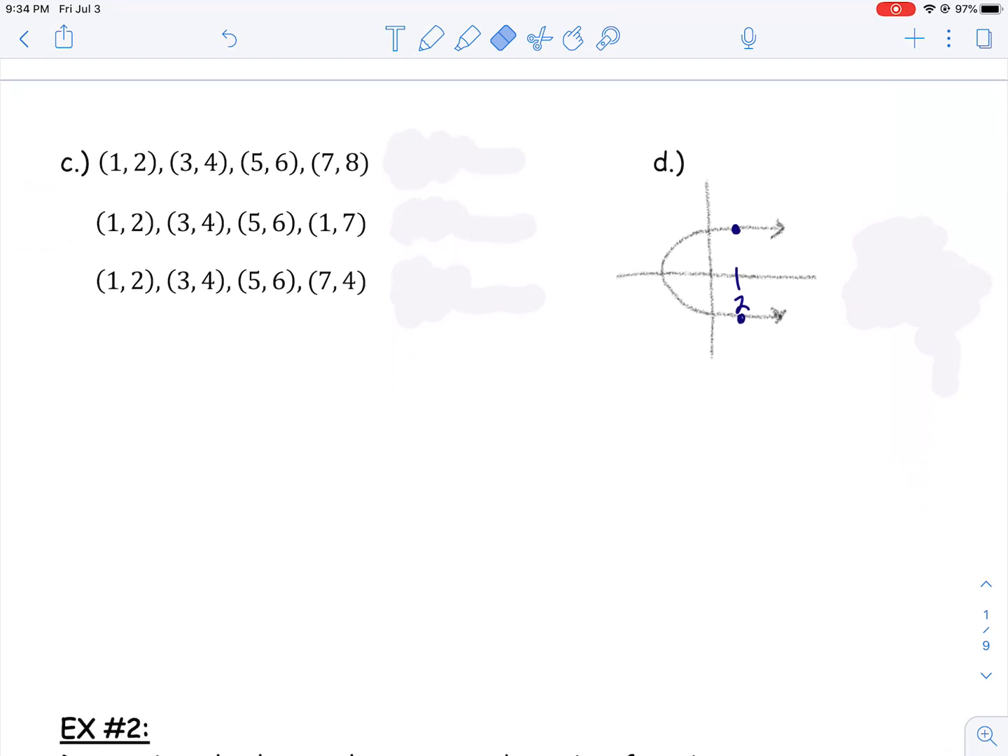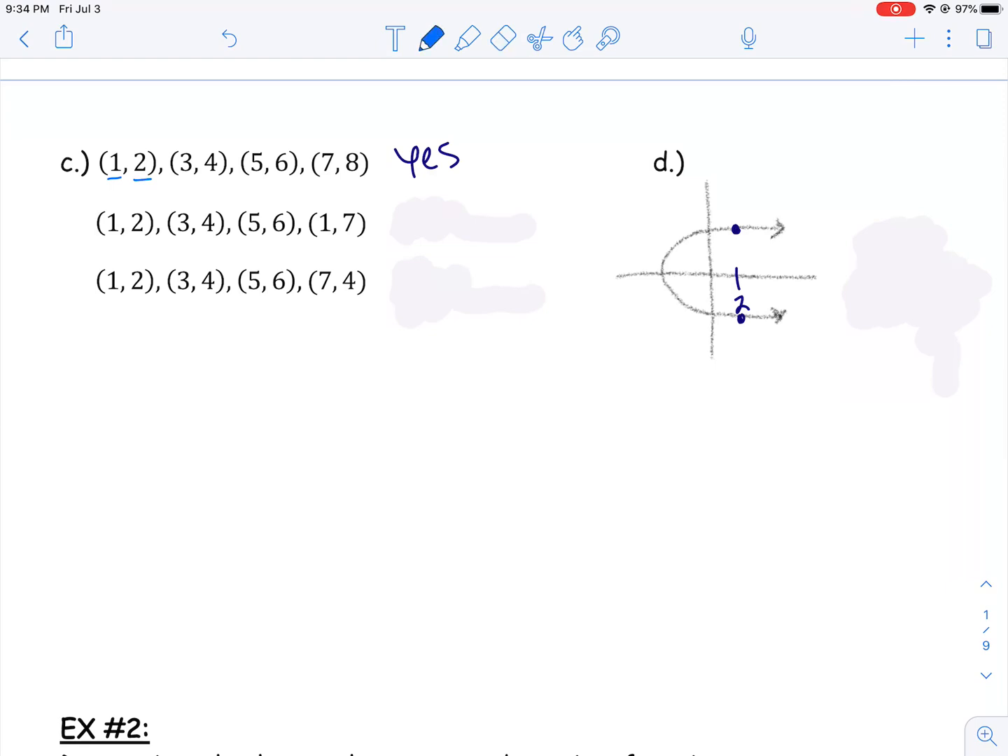On C, I've given you 3 different groups, so let's see if each of these 3 is a function. This time, they wrote it as ordered pairs, points, right? And so hopefully we know that the first number is our x, the second number is our y. So 1 goes to 2, 3 goes to 4, 5 goes to 6, 7 goes to 8. It looks like every x only goes to one y, so it looks like that is an example of a function. What about the second one?